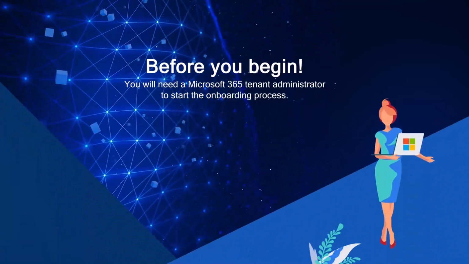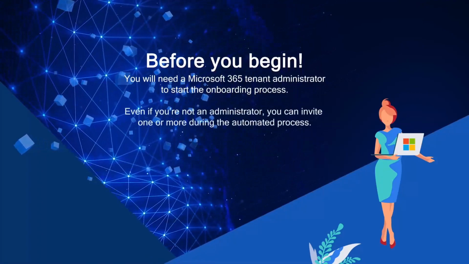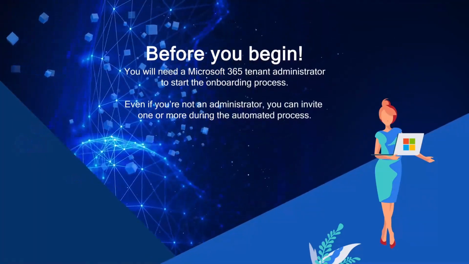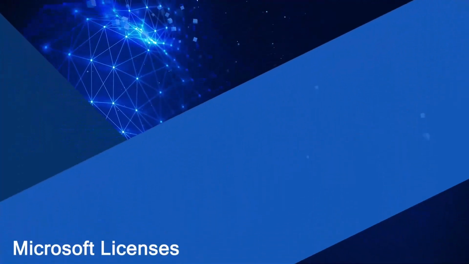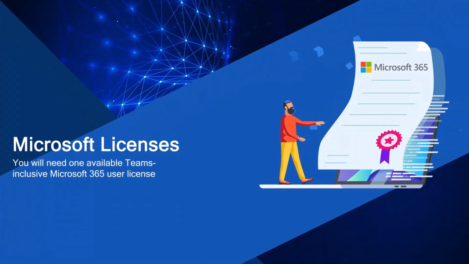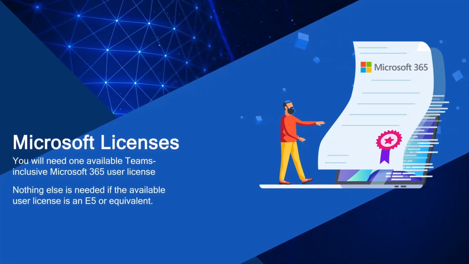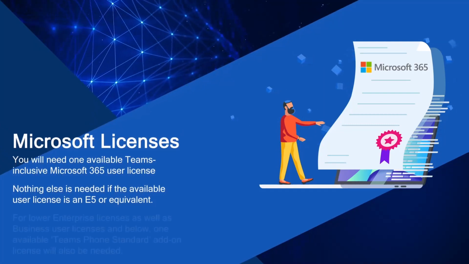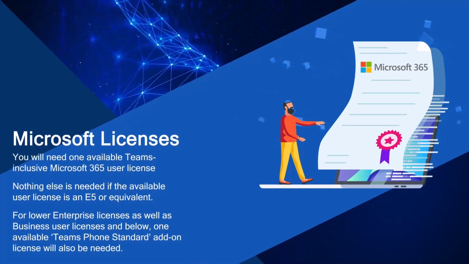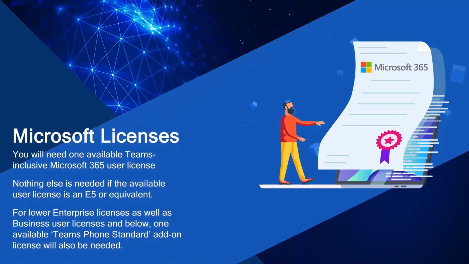You will need a Microsoft 365 tenant administrator to start the onboarding process. If you're not an administrator, don't worry. You can invite one or more during the automated process. You will need one available Teams-inclusive Microsoft 365 user license. Nothing else is needed if the available user license is an E5 or equivalent. For lower enterprise licenses, as well as business user licenses and below, one available Teams Phone Standard add-on license will also be needed.